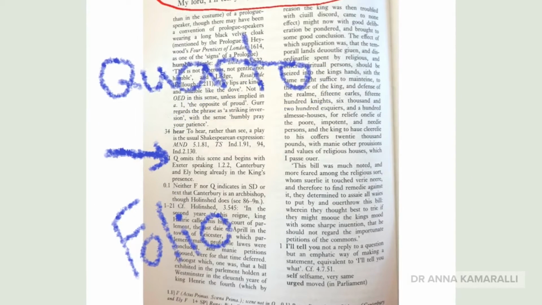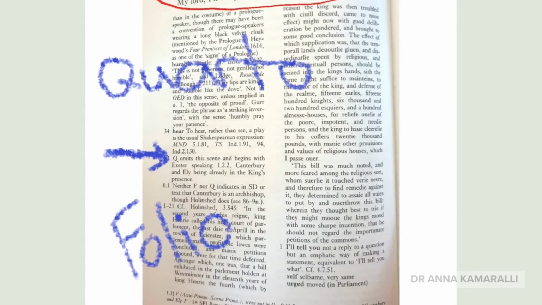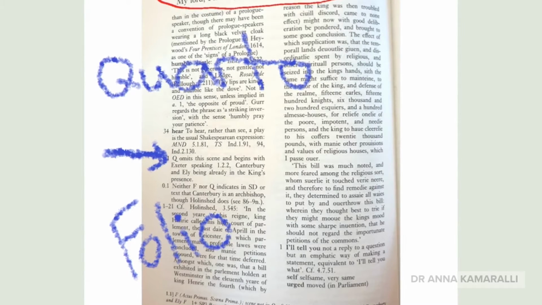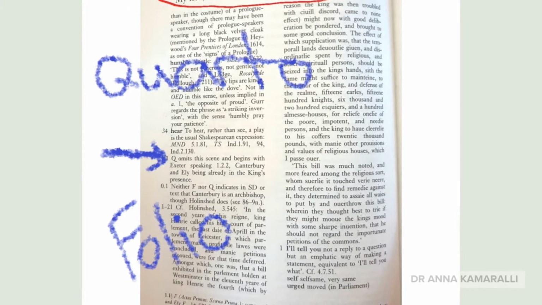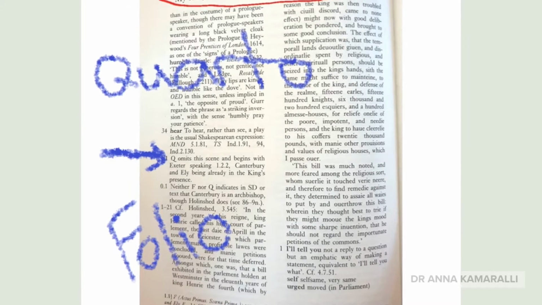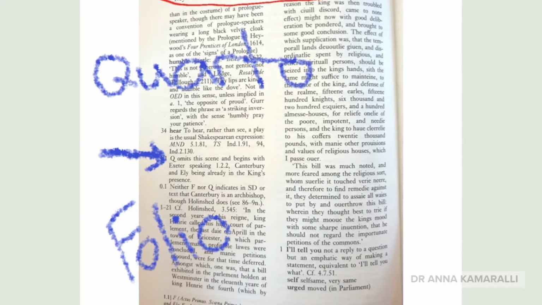Secondly, you're going to see a bunch of Q's and F's, and those refer to different ways that the plays originally could be printed, and therefore sometimes different versions of the same play we have, but unless you're interested in very technical things, you can safely ignore those for now.